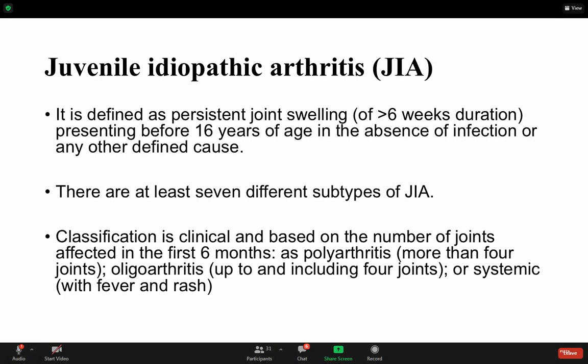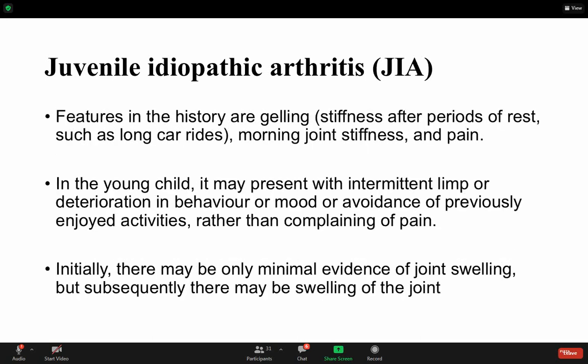There are at least 7 different subtypes of JIA. There are certain classifications for JIA, okay. These classifications are based on the number of joints affected in the first 6 months: polyarthritis, oligoarthritis, or systemic JIA. It depends on how many joints are affected. You don't need to know the details here, but you should know there is more than one type of JIA.